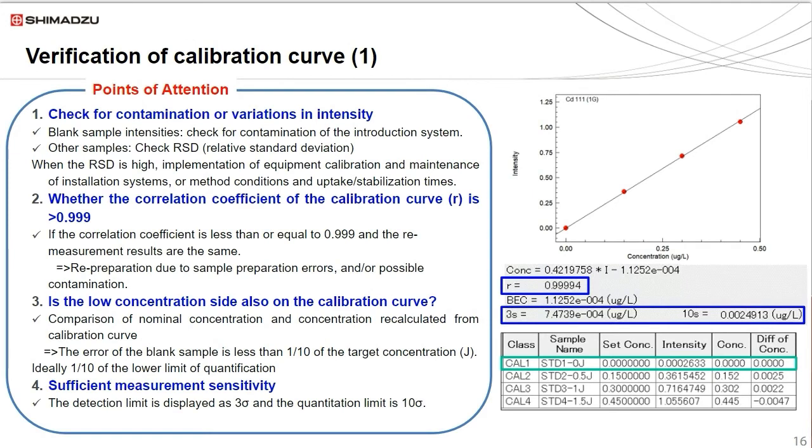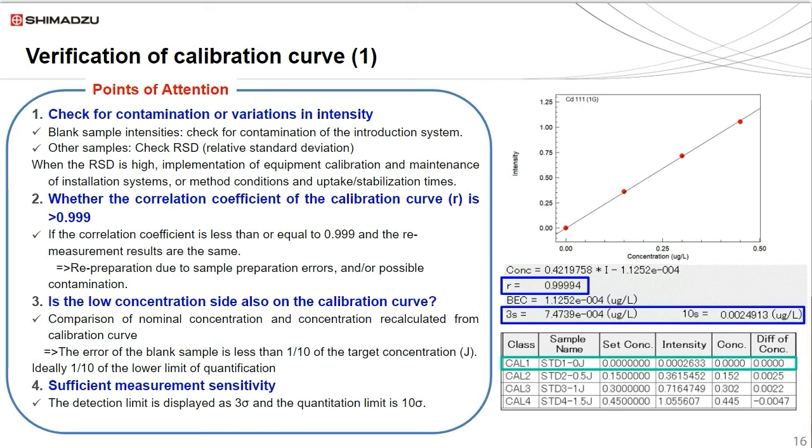Regarding the calibration curve, after programming the calibration samples into LabSolutions ICP-MS software and measuring the standard solutions, check the points. If contamination is present, blank sample intensities will show signal. If there are problems with the sample introduction system, RSDs of each sample reading will be high. The correlation coefficient for the calibration curve, the R value, should be greater than 3 nines. If it is not, preparation of the standards may be required again.